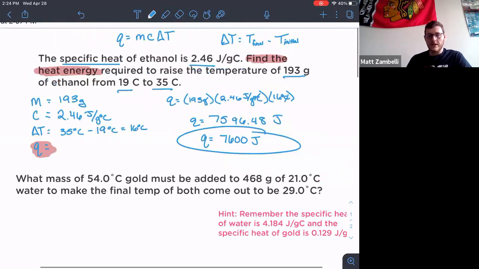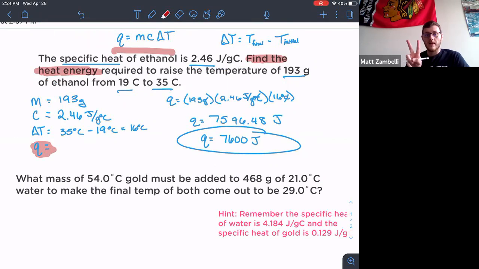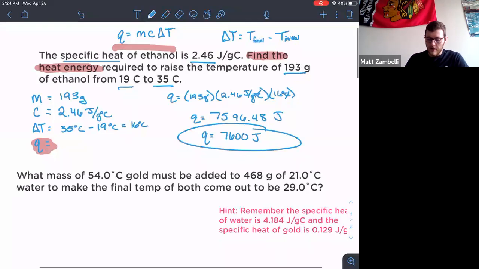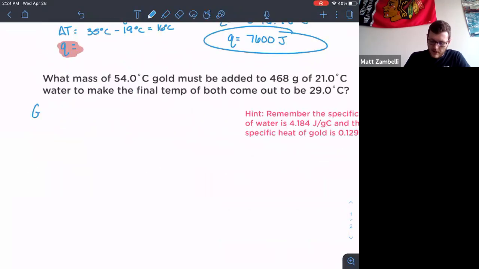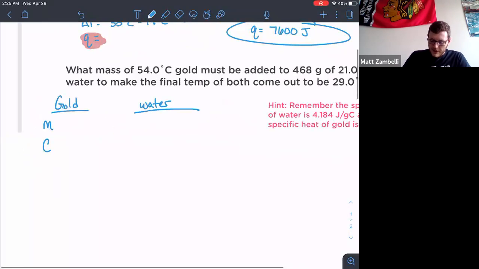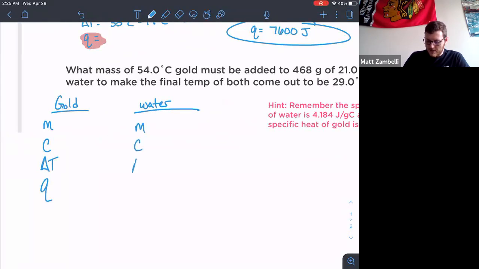So this time, what we're going to do is find each of these variables again. We're going to look for each of our 4 variables, but we were given 2 different things. We were given gold and we were given water. So we want to know both of them. So we're going to do one for gold and one for water. That way we can keep everything separate. We need the mass, the specific heat, the change in temperature, and Q.